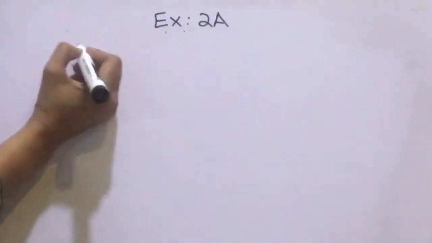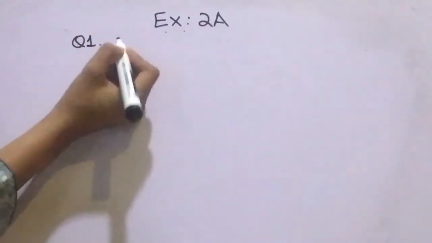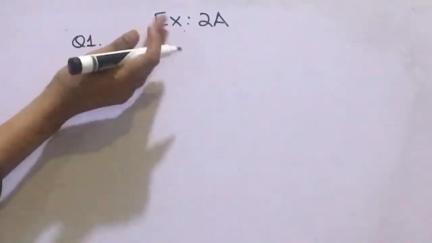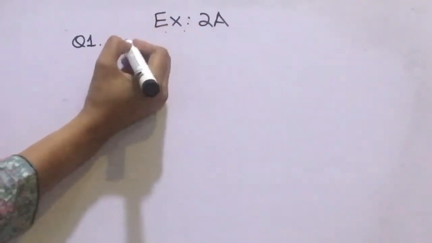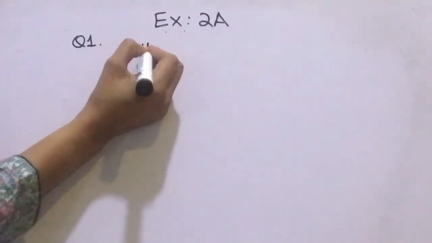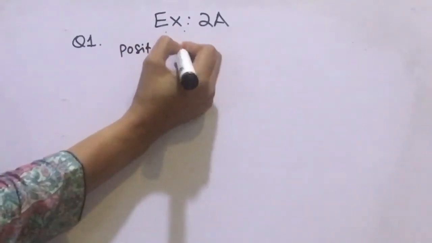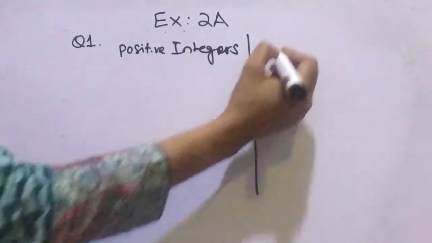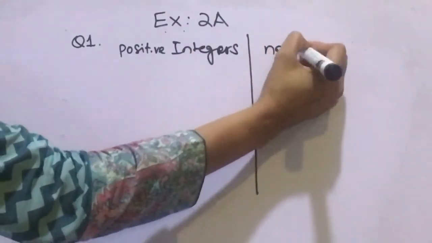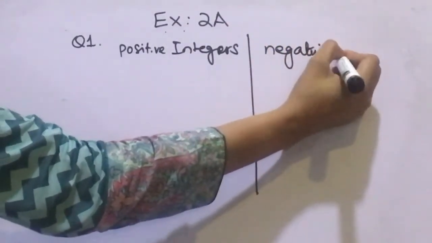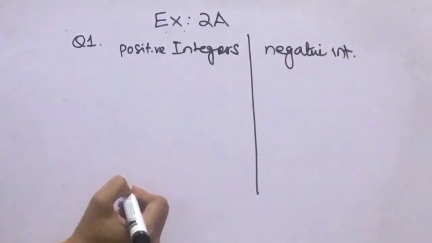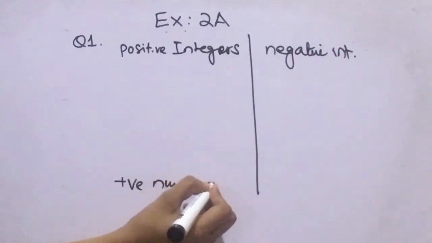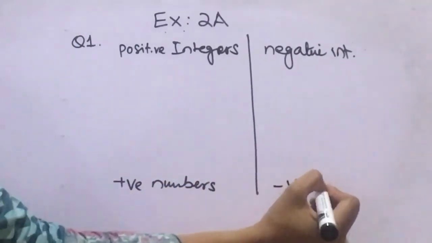Exercise 2A, question number 1. In question number 1, they have given us a list of numbers. We have to make a list of different categories like positive integers, negative integers, and the same for positive numbers and negative numbers.